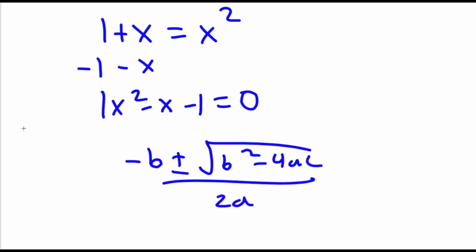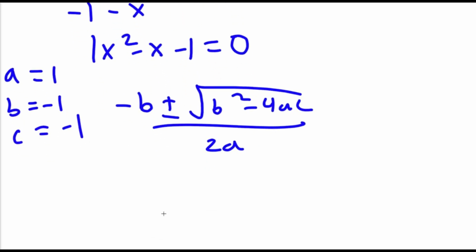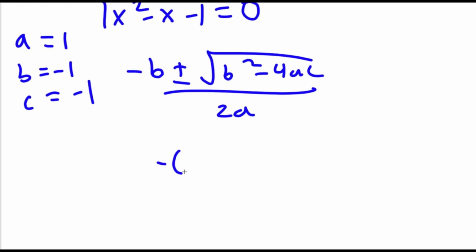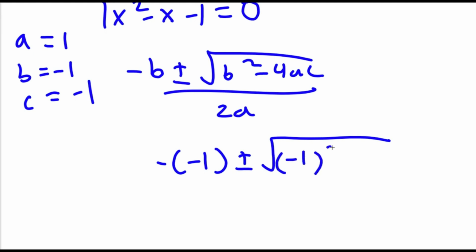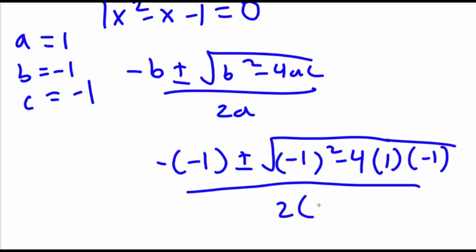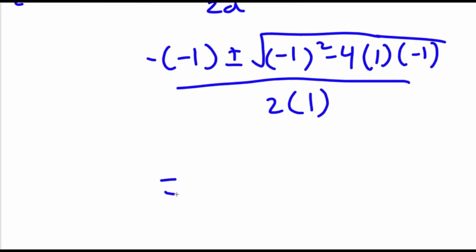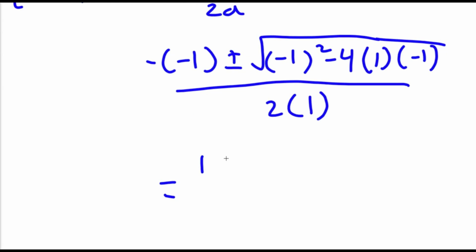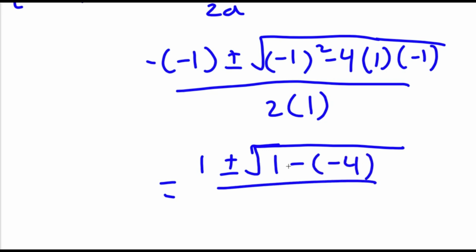So in this case, a is equal to 1, b is equal to negative 1, and c is equal to negative 1. So if I plug these values in, I get negative 1 plus or minus the square root of b squared, so negative 1 squared, minus 4 times a, which is 1, times c, which is negative 1. And I'm dividing this by 2 times a, so 2 times 1. Now this is equal to negative 1 is positive 1, plus or minus the square root of negative 1 squared is positive 1, minus 4 times 1 is 4, 4 times negative 1 is negative 4, all over 2 times 1, which is 2.